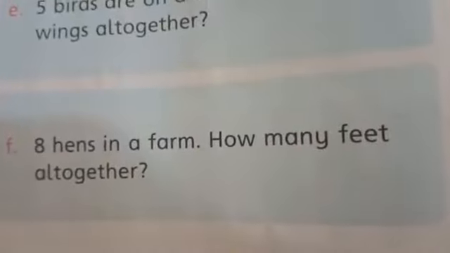8 hens in a farm. How many feet altogether? Each hen has 2 feet. 8 twos are 16. Okay, beta. Do it in CW. And question number D to F is HW. You will write on your notebooks.